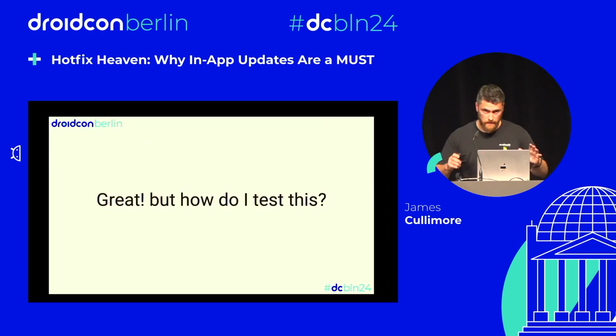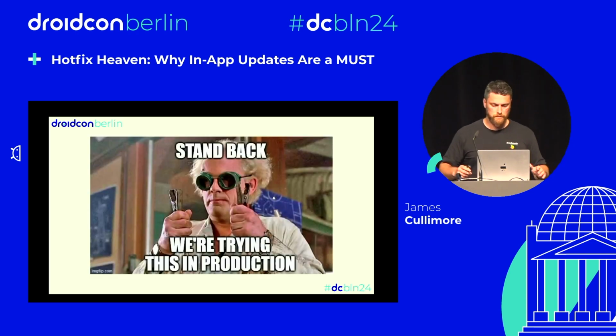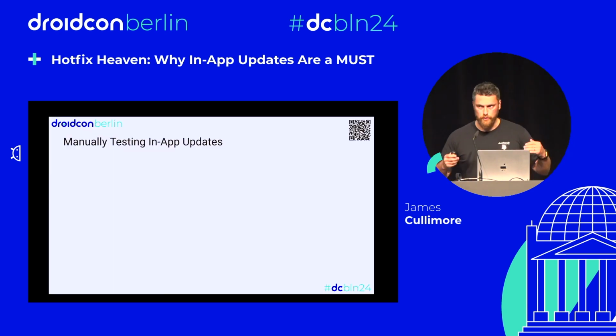So this is all great, but how do we test it? Well, one way of doing it, YOLO. Fire it up. No, you don't want to do that. But we're going to go a couple of tracks below it. There's one track called the internal sharing track. And this is the way how you would manually test in-app updates.